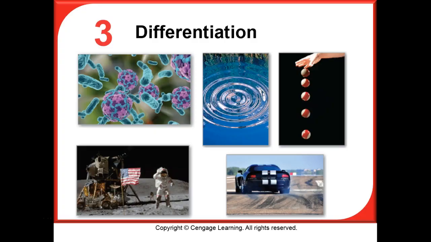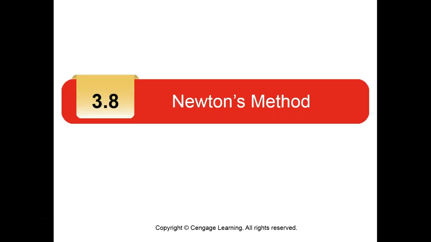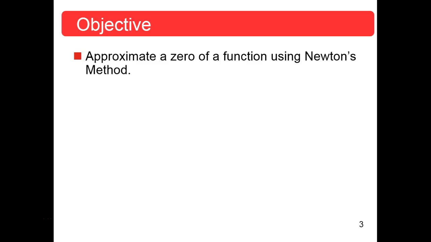And again, chapter 3, differentiation. And there were the ripples in the pond, the growth of bacteria, all these fun things, dropping the balls. 3.8 is Newton's method. Boy, Newton came up with so many things that were incredible.